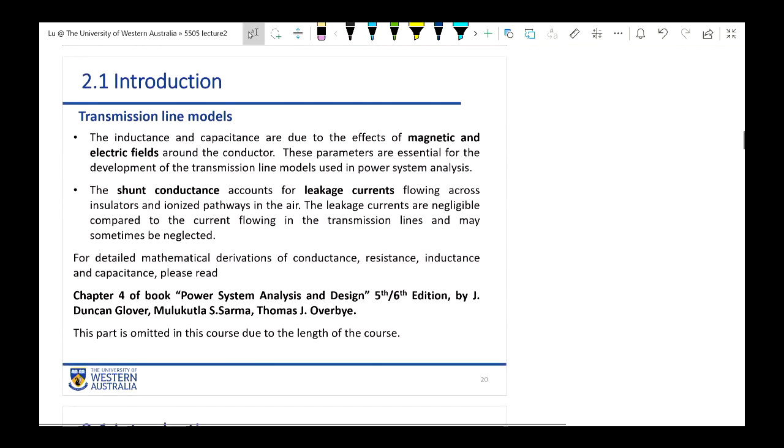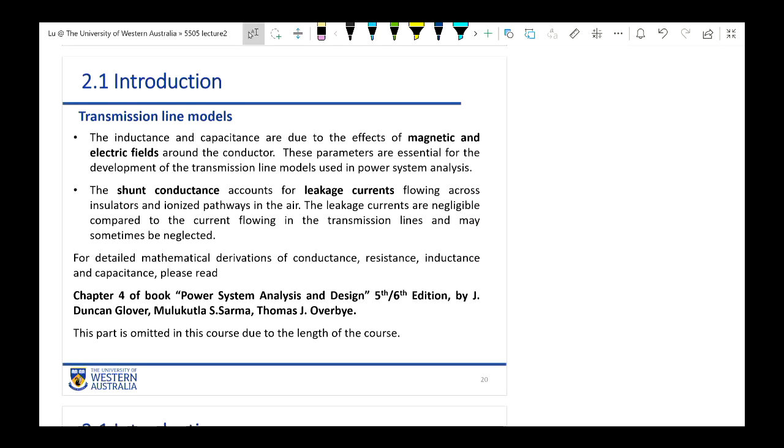Models. The inductance and the capacitance are due to the effect of the magnetic and electrical fields around the conductor. These parameters are essential for the development of the transmission line models. And the shunt conductance. So everyone, could you please highlight this shunt conductance?